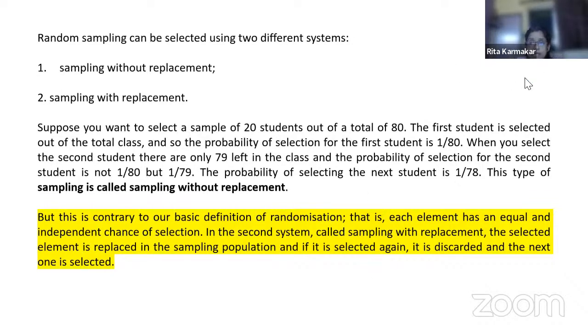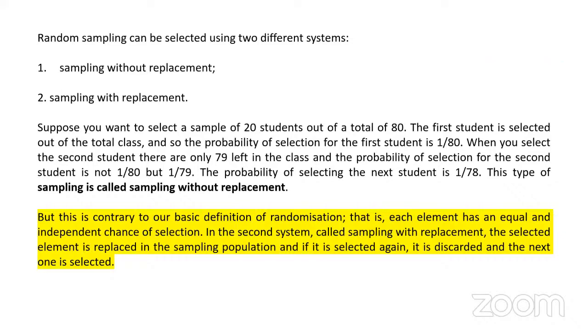But I'm telling you again and again, in our social science research work we generally do this without replacement. So once it is selected, we'll keep it aside. That element will not go back to the population.